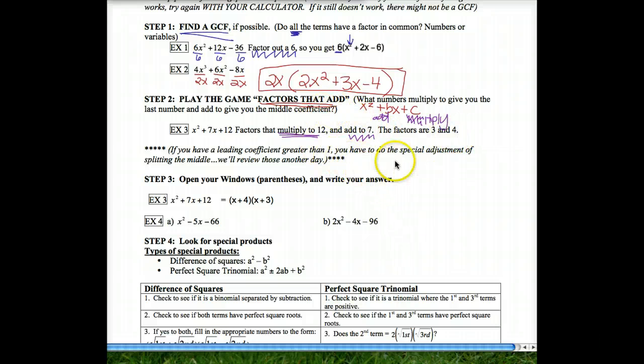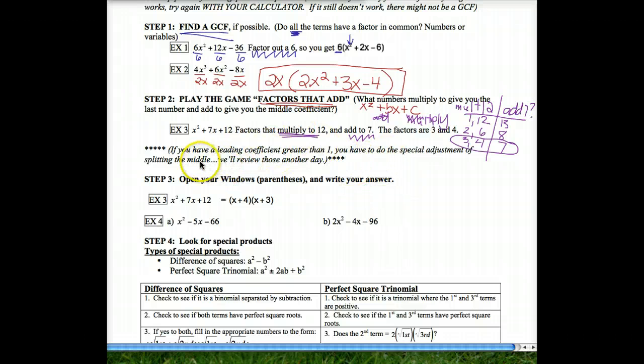Those of you who are not as quick, you may want to make yourself a list, like a little chart, and write multiply to 12, add to 7. And you could list all the things that multiply to 12. Well, 1 and 12 multiply to 12, 2 and 6 multiply to 12, 3 and 4 multiply to 12. Those are the only factors that are possible. Only one of those is going to give you the correct adding to 7. This would add to 8 and this would add to 13. So only one is going to be the lucky winner.